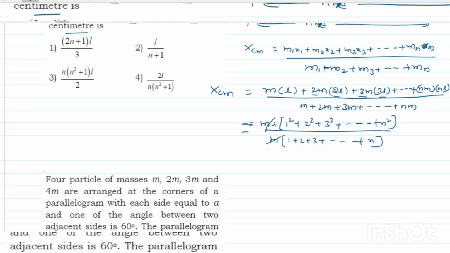So m and m get cancelled, and x_cm will be equal to the sum of the squares, L into n(n+1)(2n+1)/6, divided by the sum of the natural numbers, n(n+1)/2. By 2 you just bring into the numerator. So n into (n+1) gets cancelled, 2 goes 3 times. So here you get (2n+1)/3 times L. So this is the correct answer.